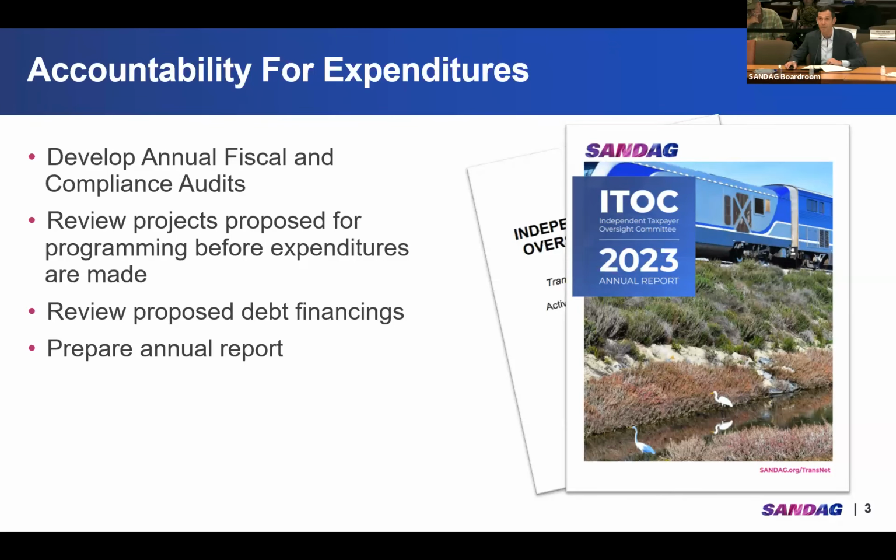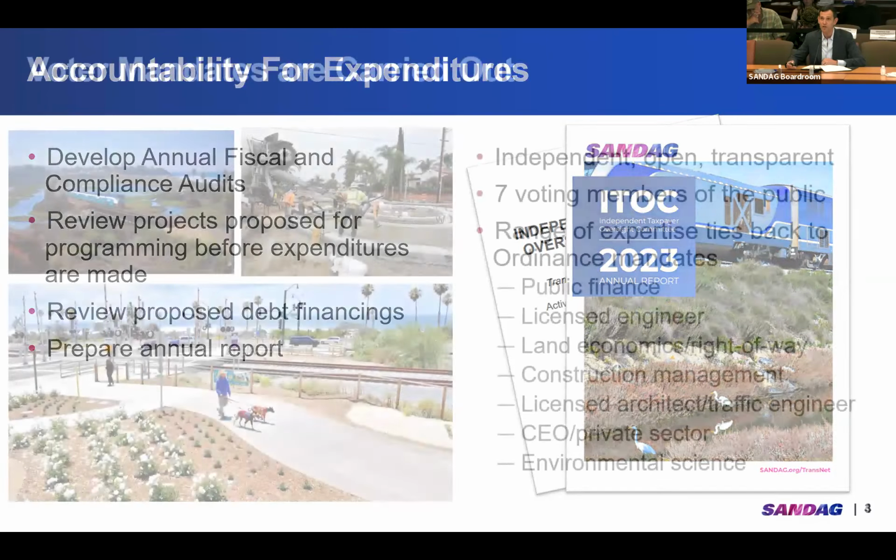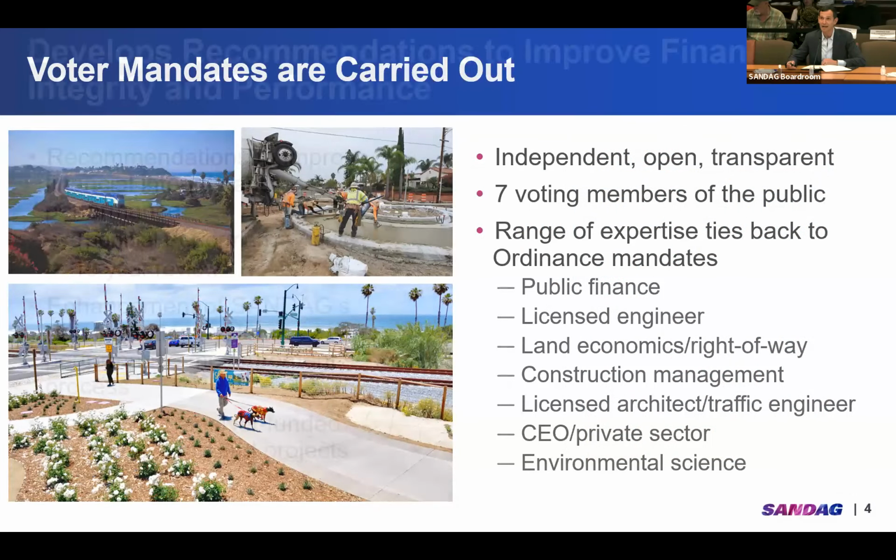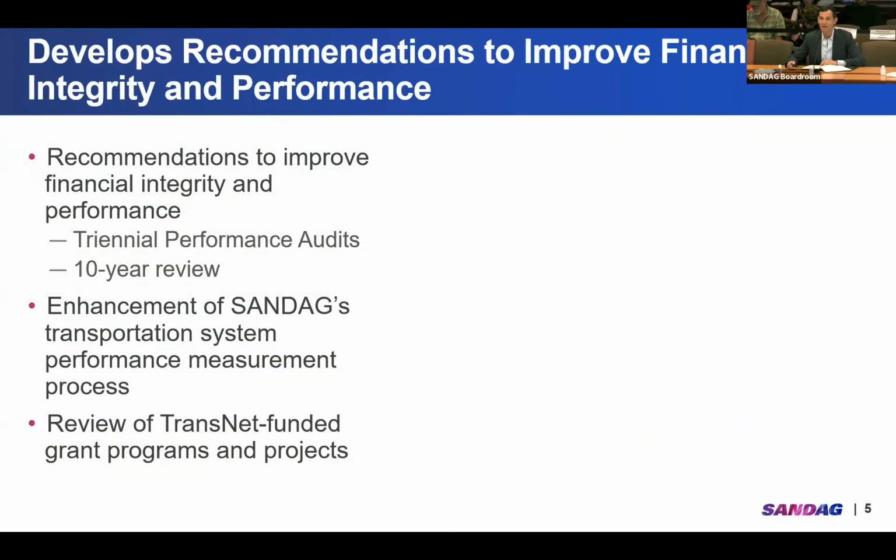So another significant tool that we have, I'm going to skip forward here a bit, is our triennial performance audit. And our triennial performance audit, similar to the annual fiscal audit, is performed by an independent auditor. And the triennial performance audit really looks at, both from a quantitative and qualitative standpoint, how we are progressing and how we are spending these funds and how progress is being made.